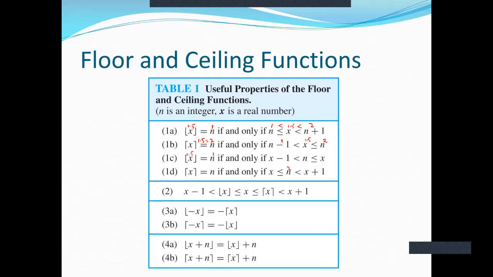The second property of the floor and ceiling functions is, if there is a value x, the floor of this x is always greater than or equal to this x. That's obviously true. If x is 1.5, the floor of x is 1.